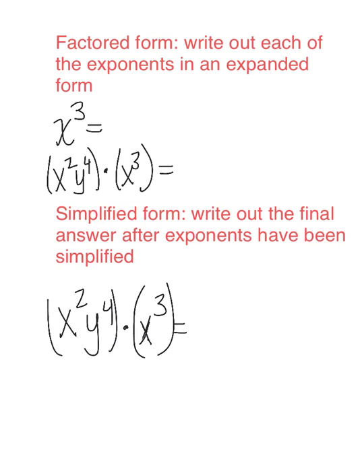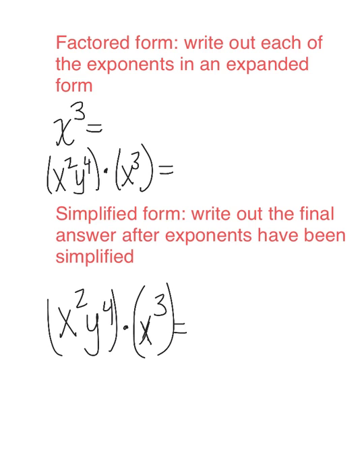There are 2 ways to write out exponents: your factored form and your simplified form. You're going to need to remember both of these for tomorrow, for the book asks you to do both of them. Your factored form is when you write out each of the exponents in an expanded form. It may also be referred to as the expanded form later on. Your simplified form is what you write out as the final answer after everything's been simplified. So you usually end up going from your factored form to your simplified form. By the end of it, our goal is to go from our given information to our simplified form without having to write everything out. But again, we're going to get there.